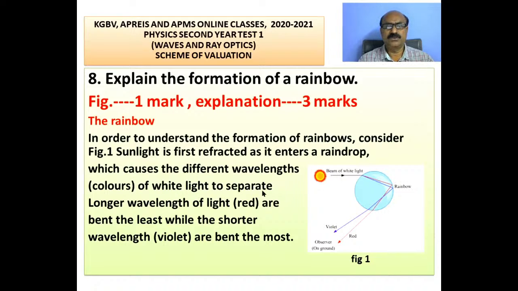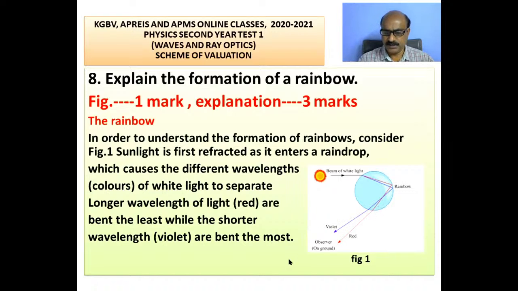Longer wavelength of light, red, is bent the least, while the shorter wavelength, violet, is bent the most. So the bending of light, the deviation from its straight line, for red is less, for violet is more. So you observe there are 2 colors, red and violet. Red bends less with less angle of deviation, and violet deviates with more angle. So that is the first concept you have to mention.